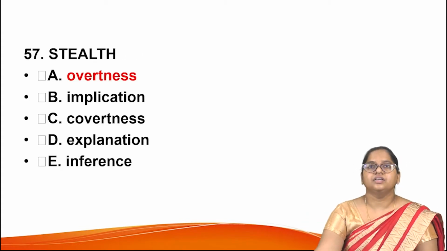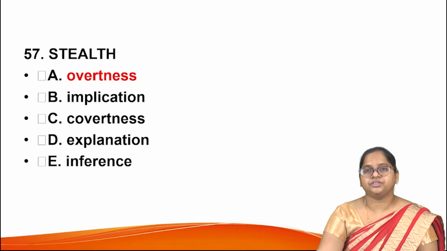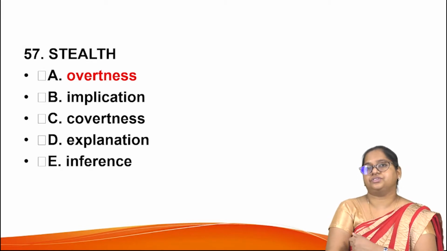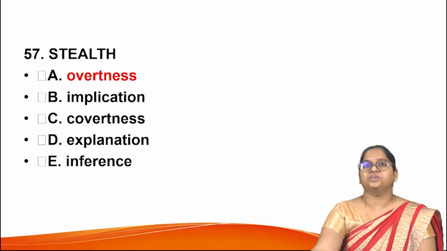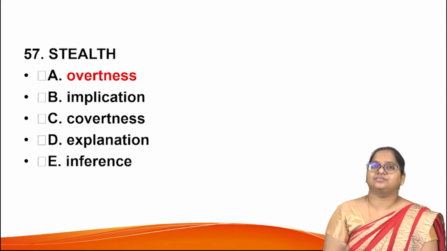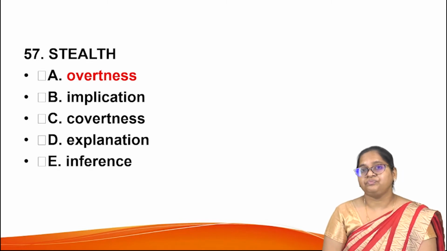Next, stealth. So what is the meaning of stealth? The options given for you are overtness, implication, covertness, explanation, interference. So now the options are overtness, implication, explanation, interference. So overtness is what? Something which is very open, being open to everything, where you do not hide anything.